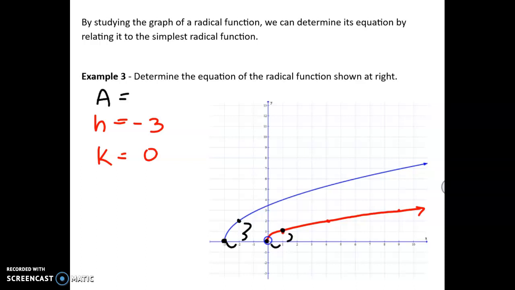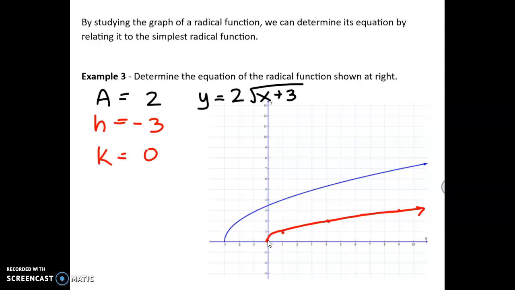How many times taller did it stretch? 2. And was there any flip here? No, so there's no negatives to be considering. So that means our equation is 2 root (x + 3), because when I plug a negative 3 in for h, the sign would turn positive in the equation.